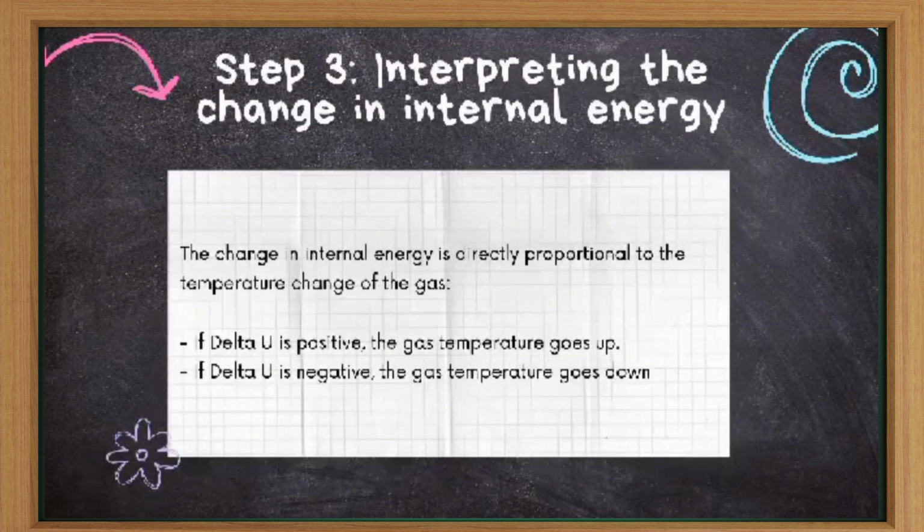Step 3. Interpreting the change in internal energy. The change in internal energy is directly proportional to the temperature change of the gas. If delta U is positive, the gas temperature goes up. If delta U is negative, the gas temperature goes down.